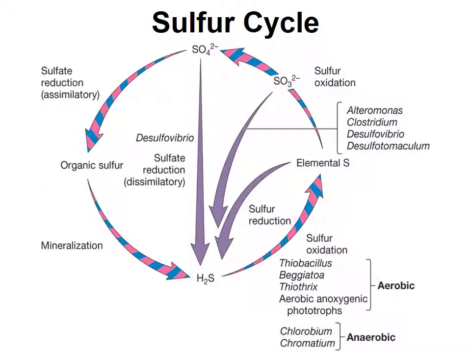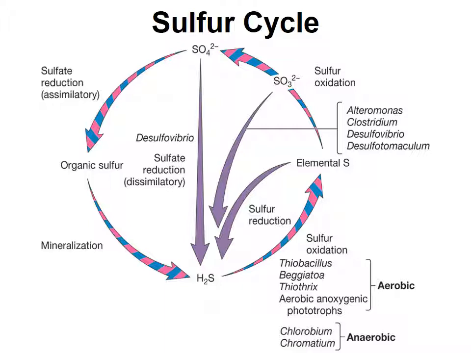Here we have a simplified sulfur cycle. So let's start with the purple arrows at the centre of the cycle. These show that both sulfate and sulfite reductions are dissimilatory processes. Sulfate reduction can also occur in assimilatory reactions, and we can see these at the top left-hand side of the cycle. And these result in organic forms of sulfur.